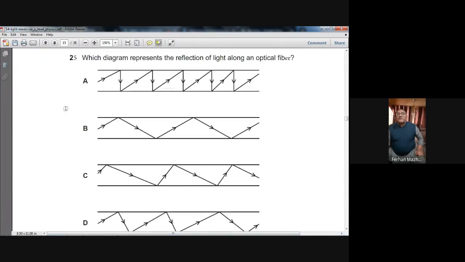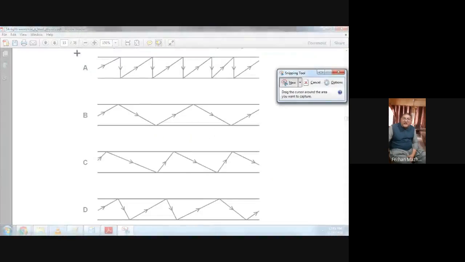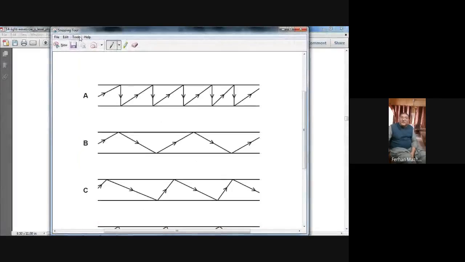Question number 25 is on our screen. Which diagram represents the reflection of light along an optical fiber? In an optical fiber, the light is undergoing total internal reflection. So you have to carefully choose where the correct total internal reflection is taking place. When total internal reflection takes place, the angle of incidence and angle of reflection are equal. You might be able to answer directly by looking at them, but let me show you how exactly we will get the answer. Copy from here.